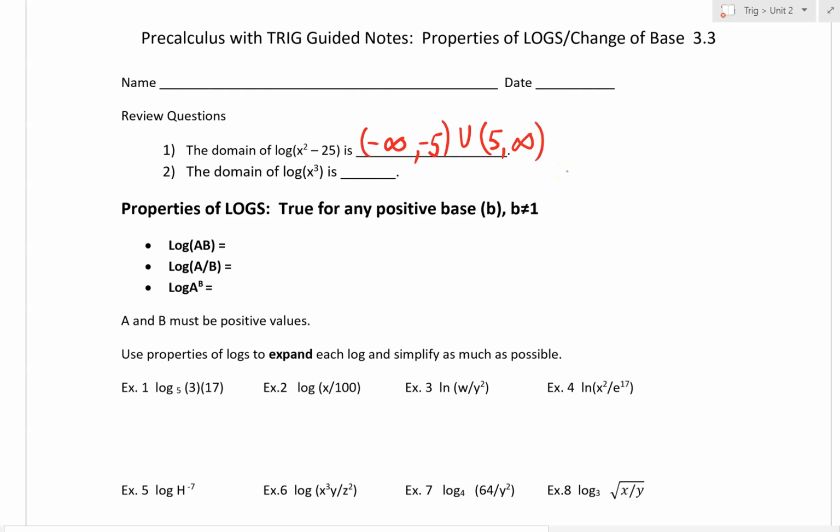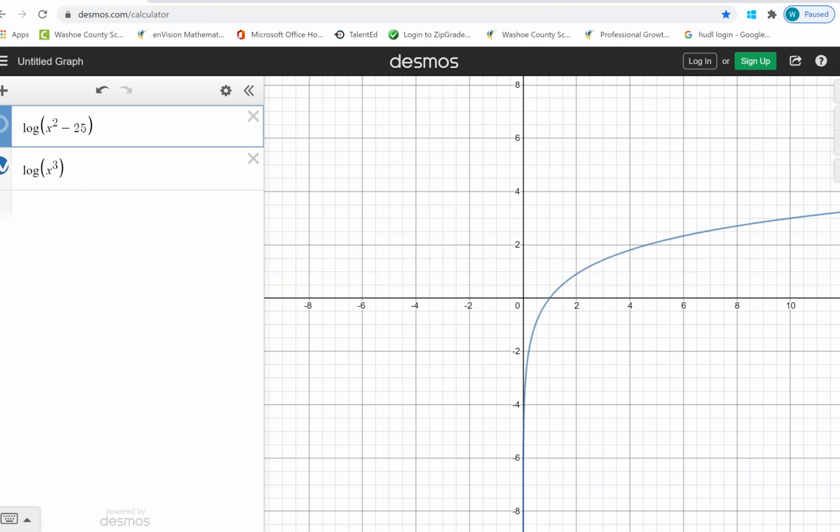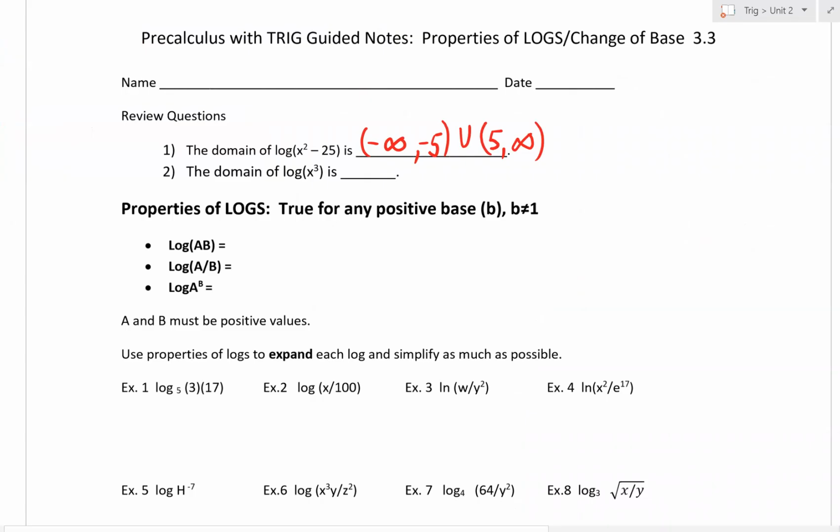And then for the second one, if we're looking at the second picture, what we're going to see is that it's just a normal looking log function. It's cubed, but we have an asymptote at 0. So this is going to be everything from 0, not including 0, to infinity. Those would be our first two.